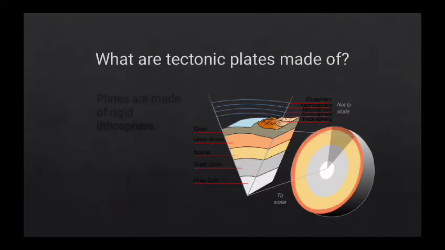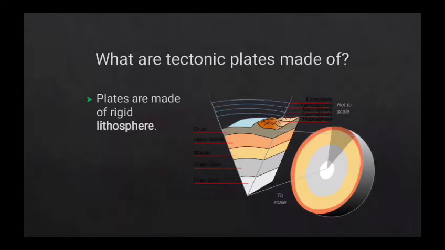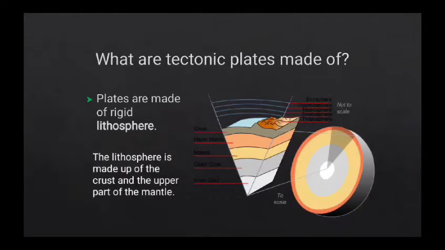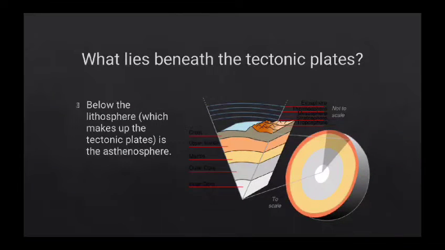What are tectonic plates made of? Plates are made of rigid lithosphere. The lithosphere is made up of the crust and the upper part of the mantle. What lies beneath the tectonic plates? Below the lithosphere, which makes up the tectonic plates, is the asthenosphere.